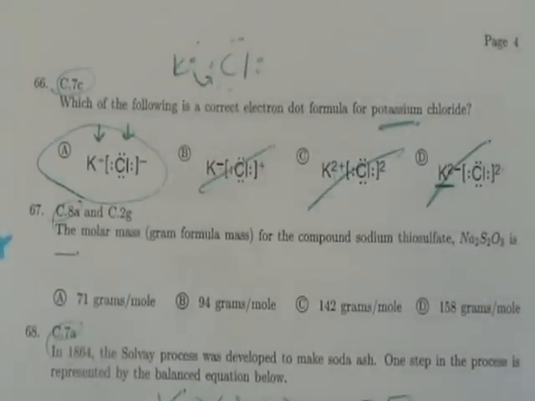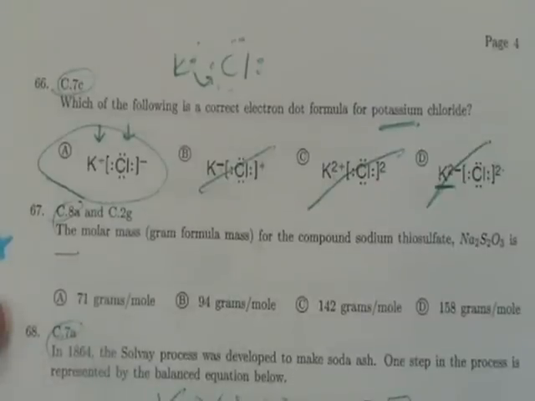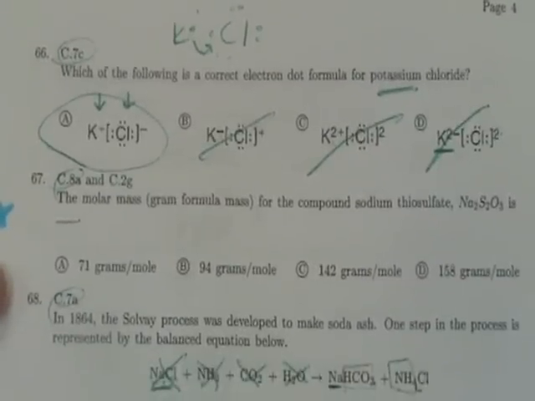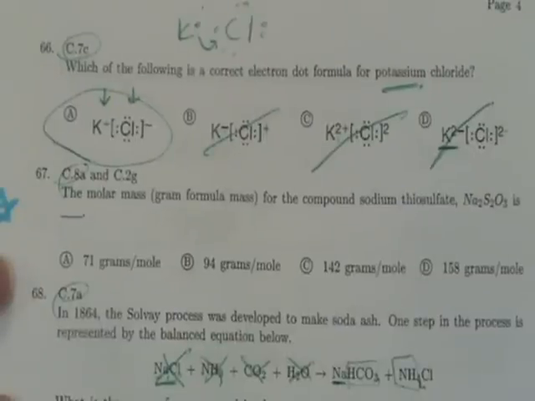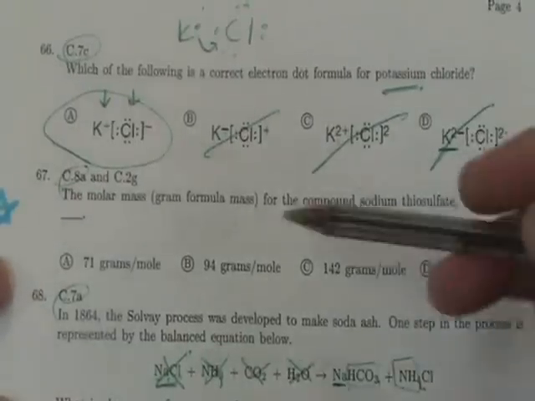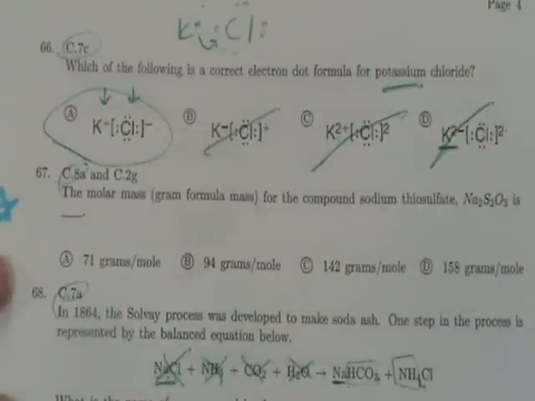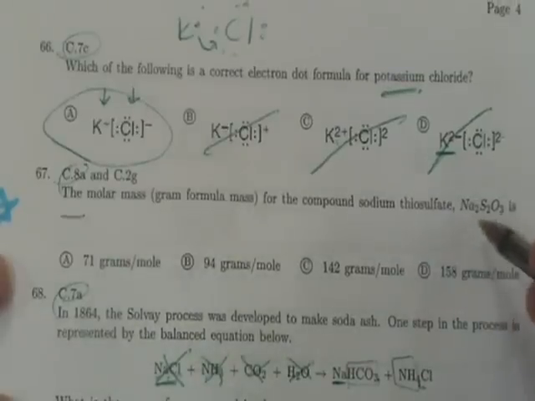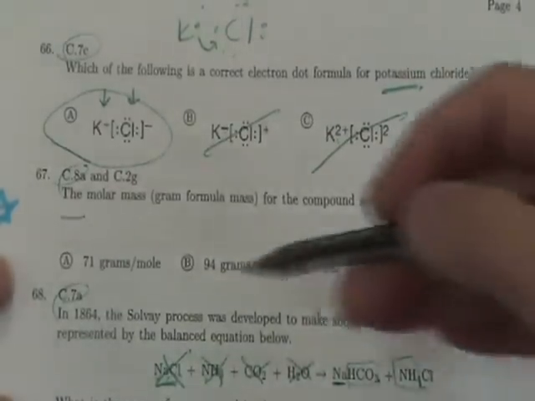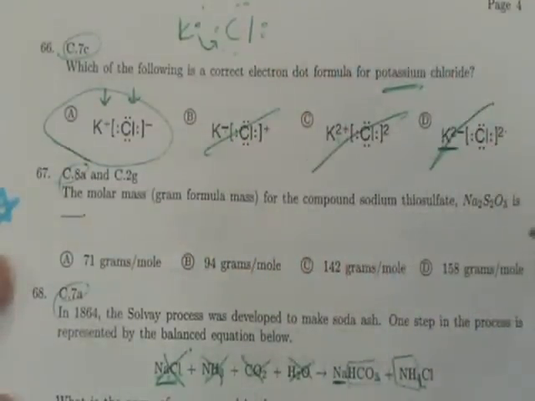Hi, we're going to talk about the mole concept here, and let's look at number 67. Okay, let's look at the question here, and it says the molar mass, gram formula mass for the compound sodium thiosulfate, Na2S2O3 is, right, and we want to find out what the correct answer is.